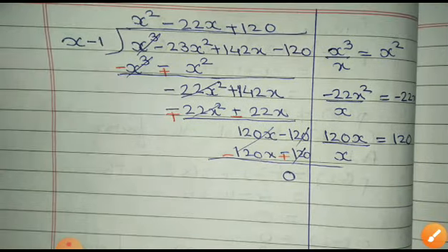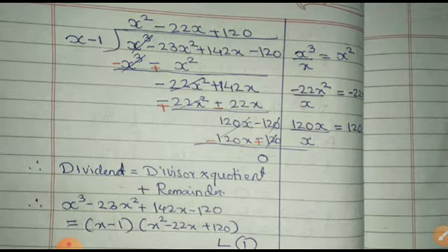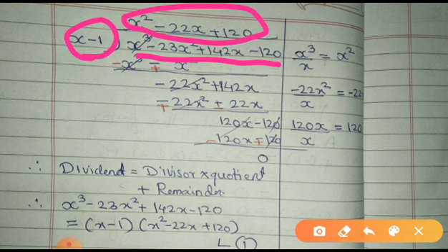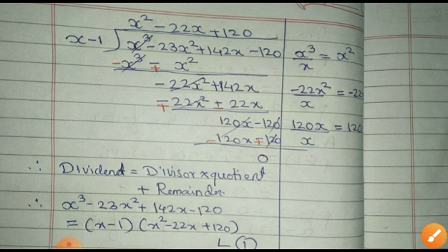So I'll get that remainder as 0. Now, you know that dividend is equal to divisor into quotient plus the remainder. So the same thing we are going to use. So may I write that this dividend is equal to your divisor into quotient plus the remainder. But the remainder is 0, so no need to write. Okay. Now, this is my one linear factor.